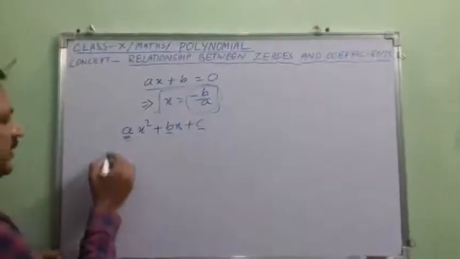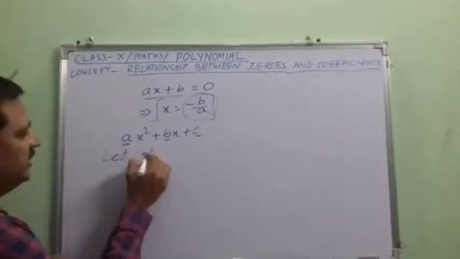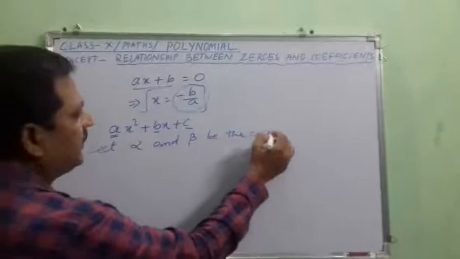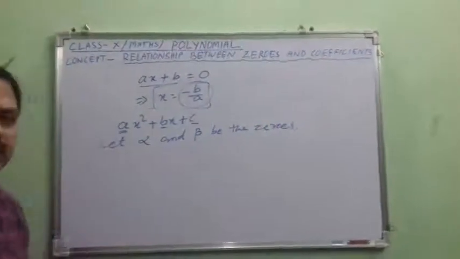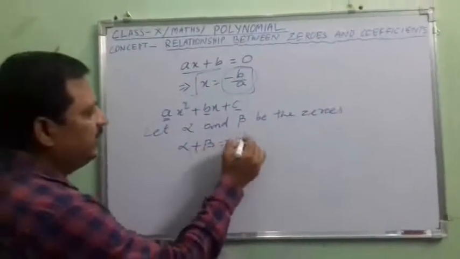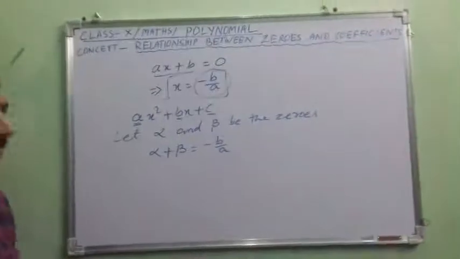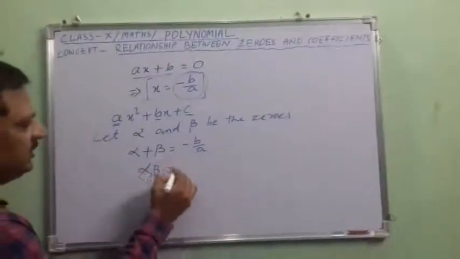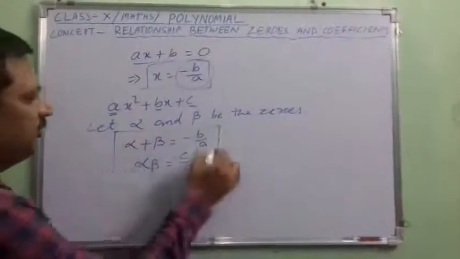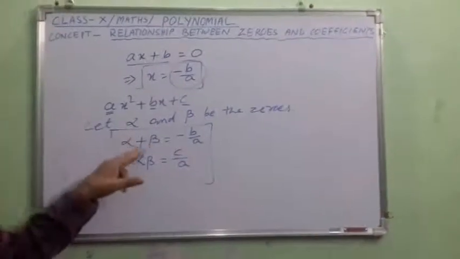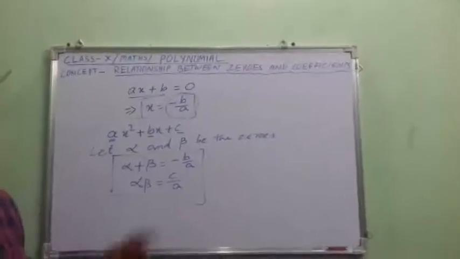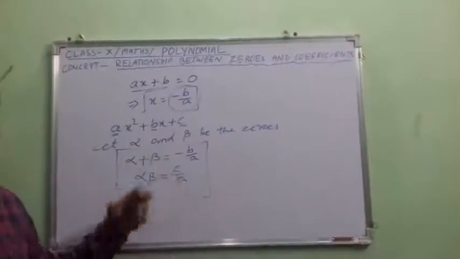Then, let alpha and beta be the zeros of this polynomial. Then alpha plus beta equals minus b by a, and alpha beta equals c by a. Okay, this is a very important formula you have to remember. Alpha plus beta equals minus b by a and alpha beta equals c by a. Let us verify this formula with the help of some examples.